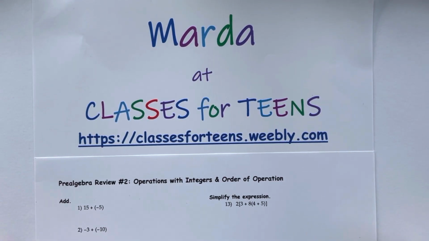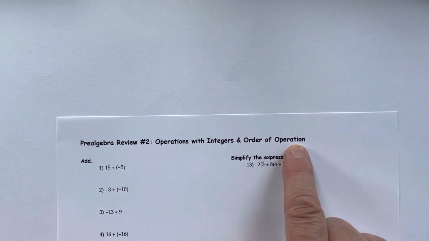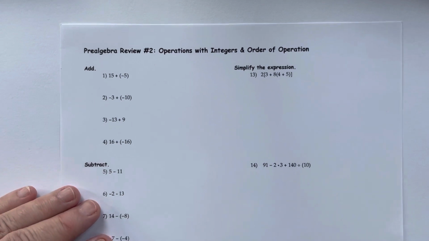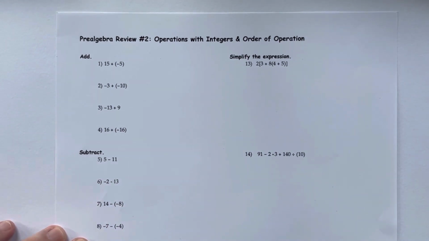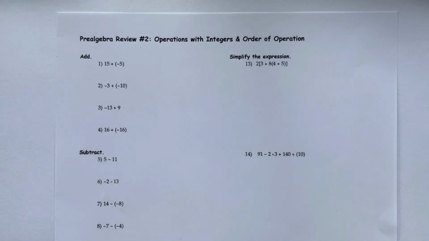Let's get started today with operations with integers and order of operations review from Prealgebra. I would like to encourage you to use your calculator as a tool for checking your answers. I think it's good to use your brain to figure them out and then to check them with a calculator, unless they get kind of tricky, and then use your calculator. It is the 21st century.